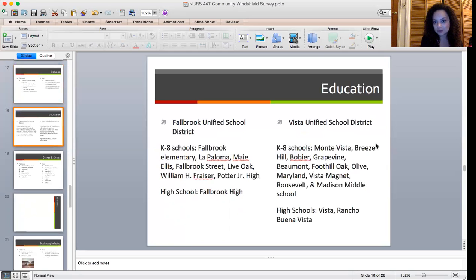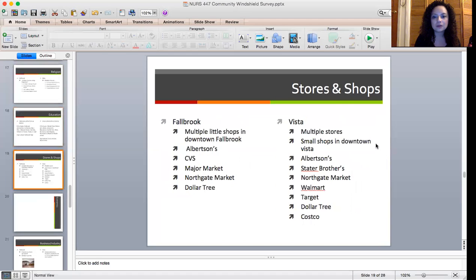Vista has the Vista Unified School District. K through 8 schools include Monte Vista, Breeze Hill, Bevier, Grapevine, Beaumont, Foothill, Oak, Olive, and Maryland Elementary School. And the middle schools include Vista, Magnet, Roosevelt, Madison. There's two high schools, Vista High School and Rancho Buena Vista High School.